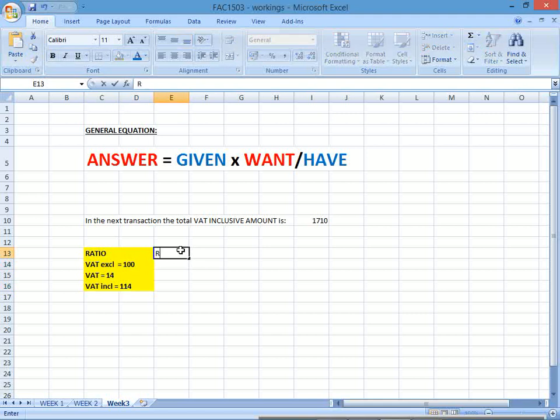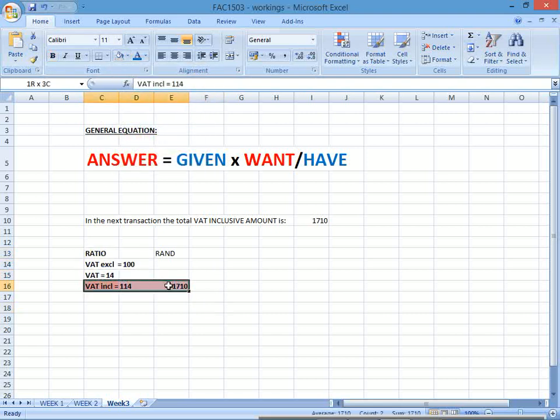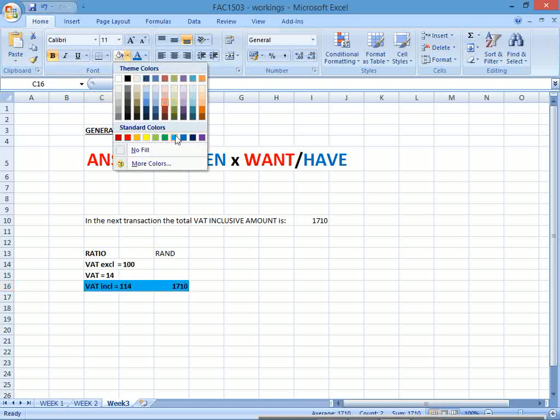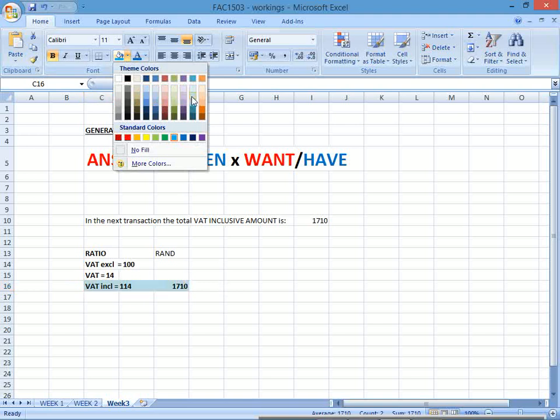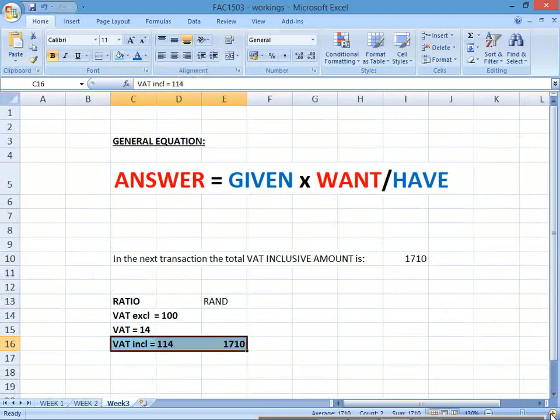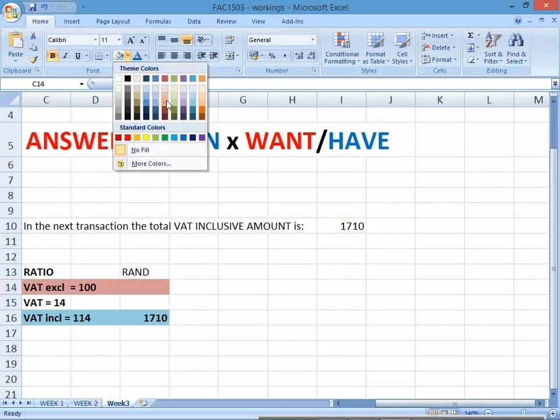And then you've obviously got the rand amounts. So what did the question give me? The question gave me this, the VAT inclusive amount. Once I've got the ratio, this is what I was given. Do you guys agree? I was given that amount. So if you were given that, what do you want? I want this. That's what I want.